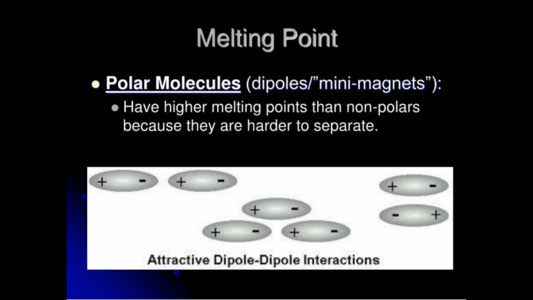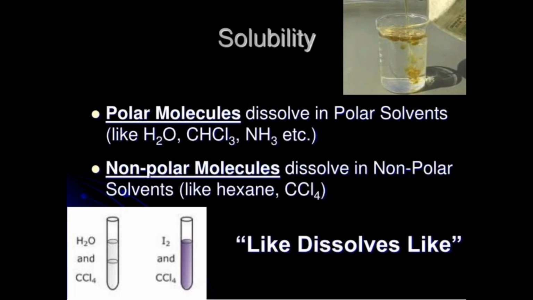Now, for polar molecules, however, they might have a slightly higher melting point than the non-polar molecules because they are harder to separate. There is an active dipole-dipole interaction which will require energy to be broken. So polar covalent compounds, e.g. HCl that we mentioned, will have slightly higher melting and boiling points than non-polar molecules.